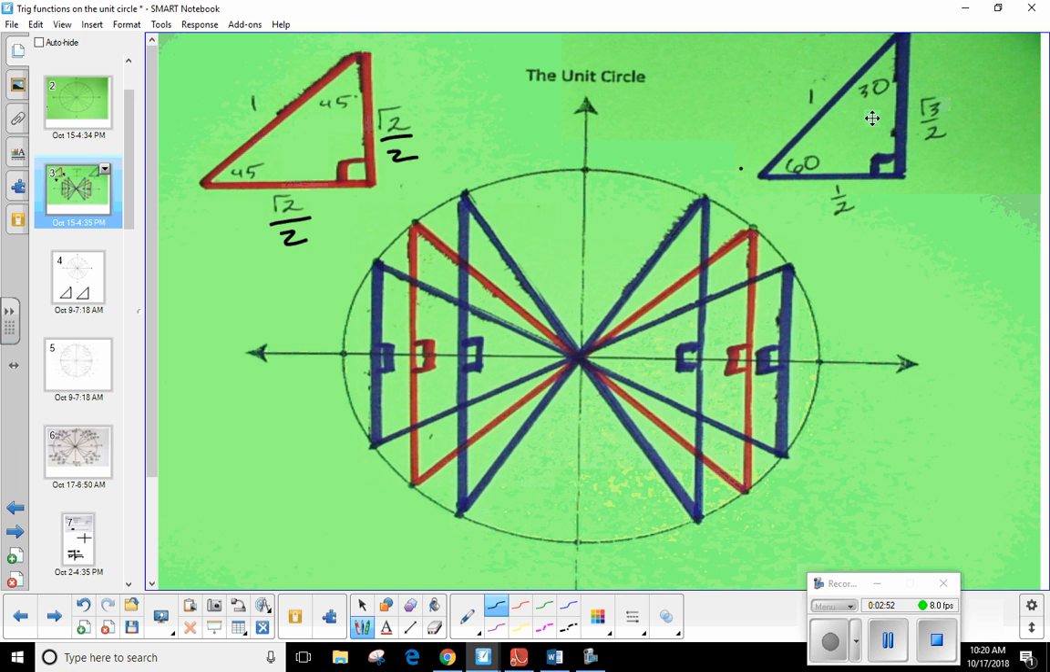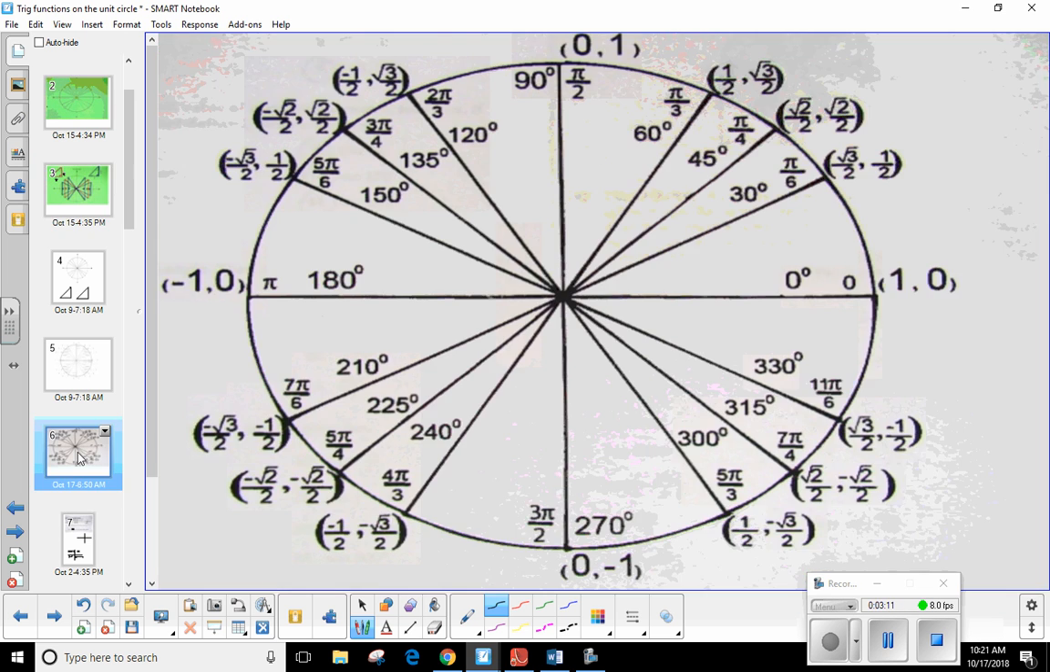Now remember, these will change if we're not on the unit circle. Eventually we will be looking at circles with either a longer or a shorter radius, so the values will change. If you have a 45, 45, 90 on the unit circle, the legs are square root of 2 over 2, with a radius hypotenuse of 1. And this is one way that we figured out all these points.